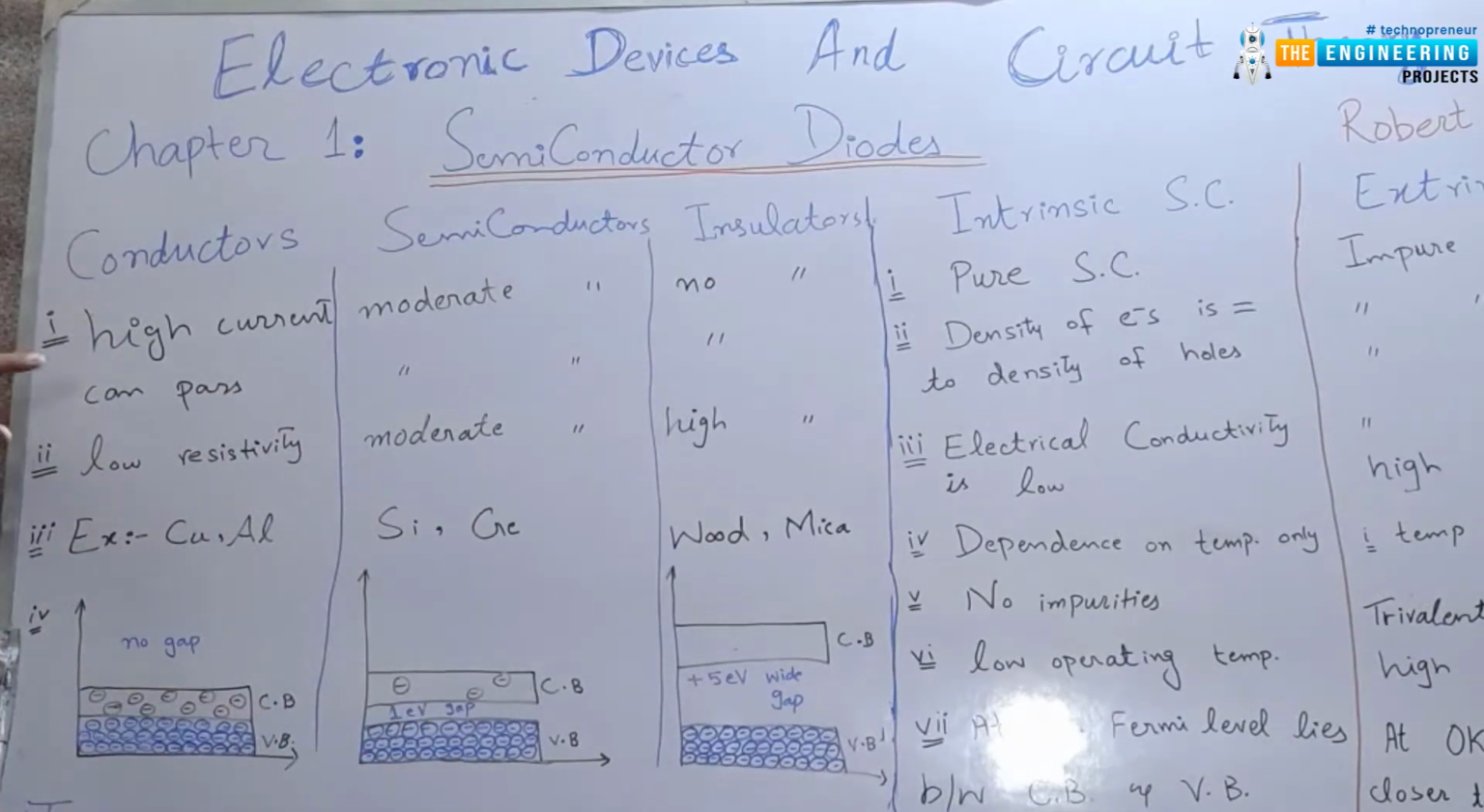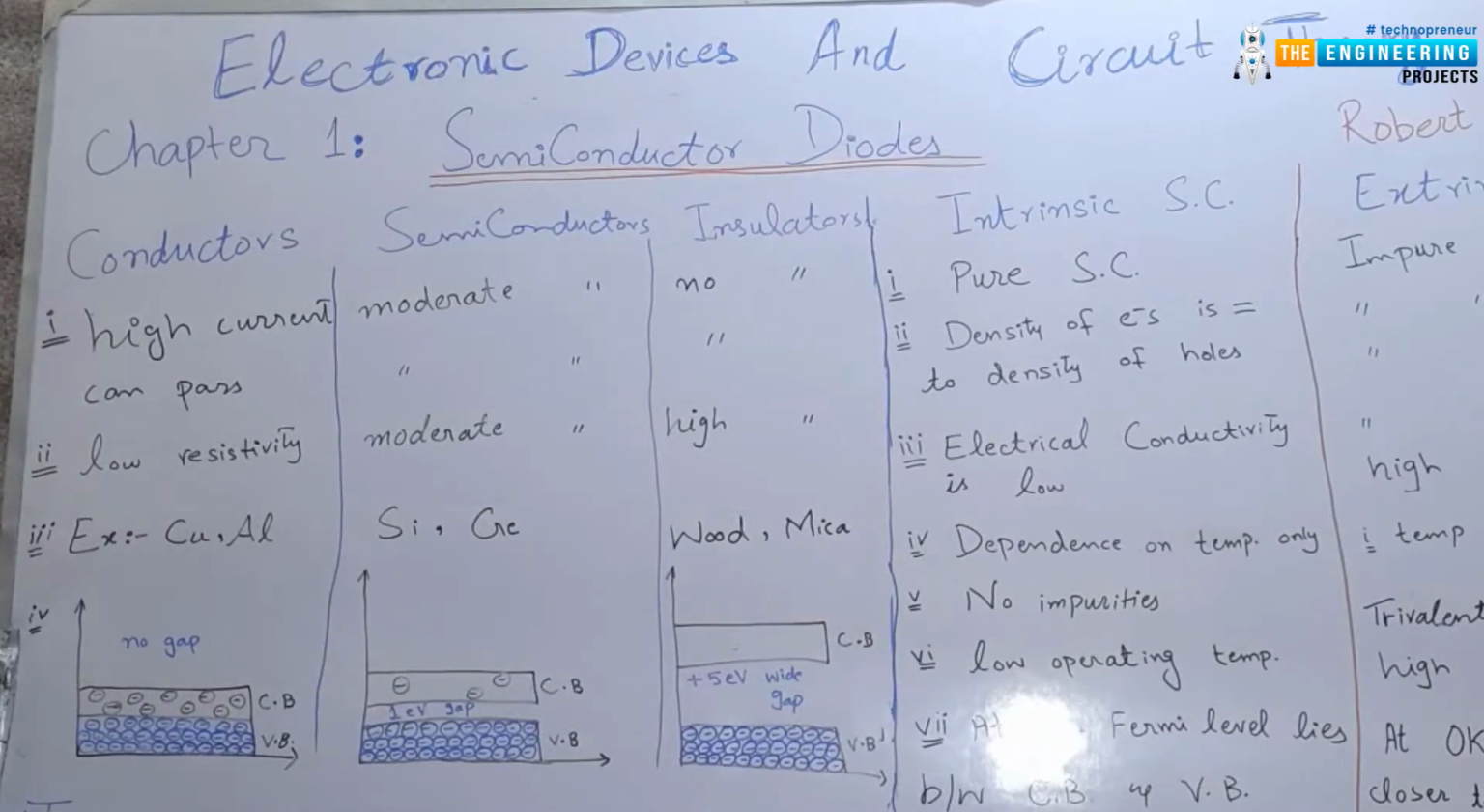As high current can pass, there will be low resistivity, there will be a low hurdle in the way of electrons. Resistivity means hurdle. So conductors have low resistivity, but semiconductors have moderate resistivity, and insulators have high resistivity.